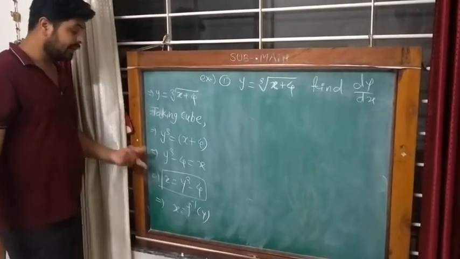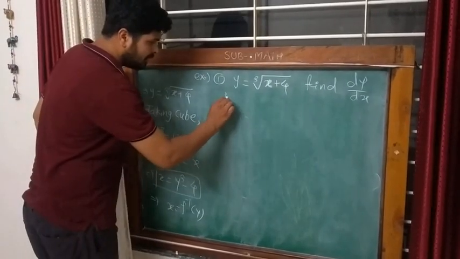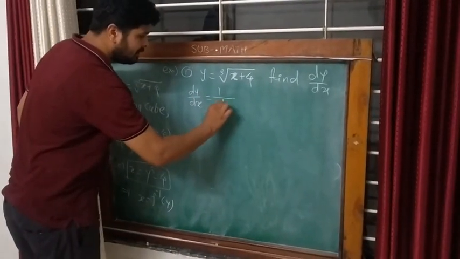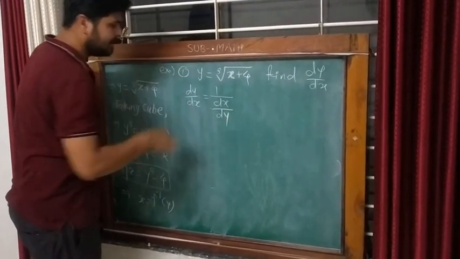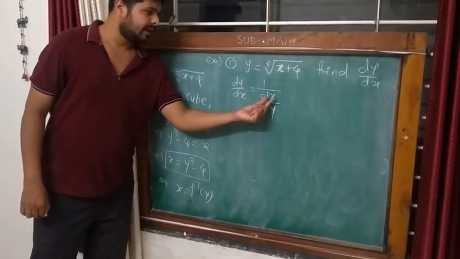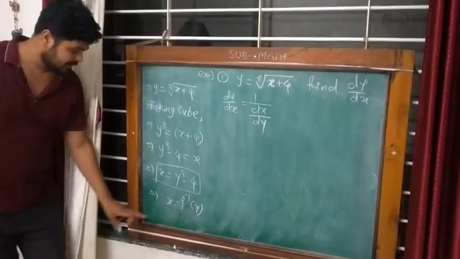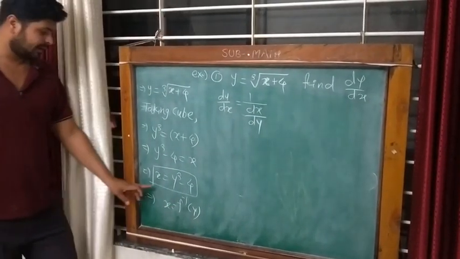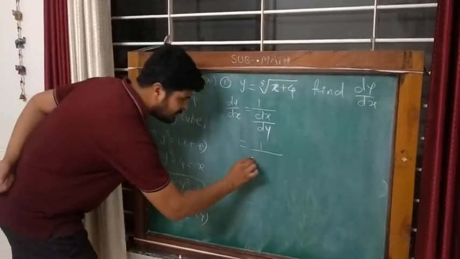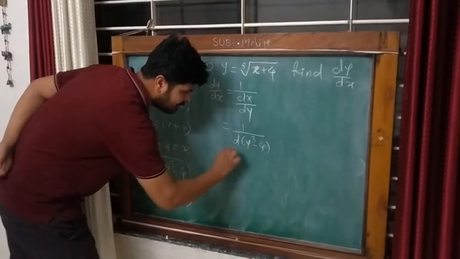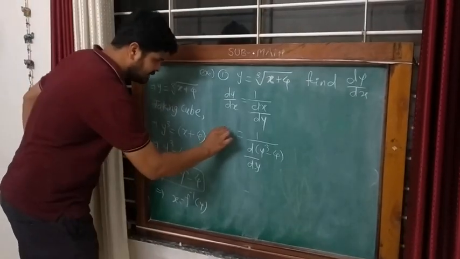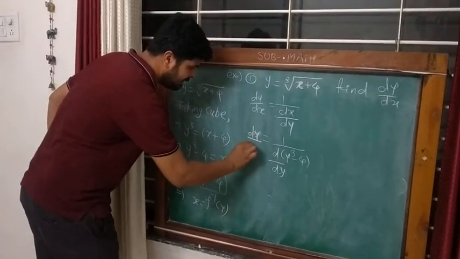Now we have to find the derivative. So you know the rule. When you are finding the derivative, it is dy by dx equal to 1 upon dx by dy. So how to find this term dx by dy? For this term, x is dependent, y is independent. So actually we have to find derivative of this function, the derivative of y cube minus 4 with respect to y. So this is our dx by dy actually.